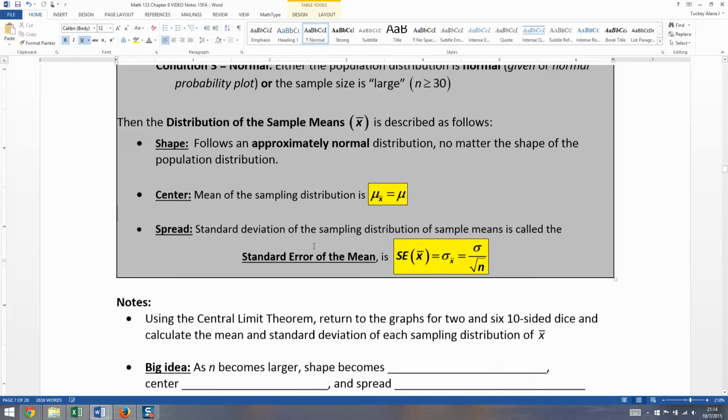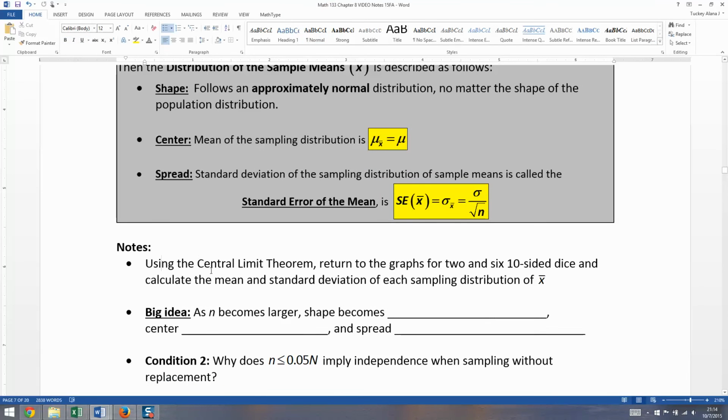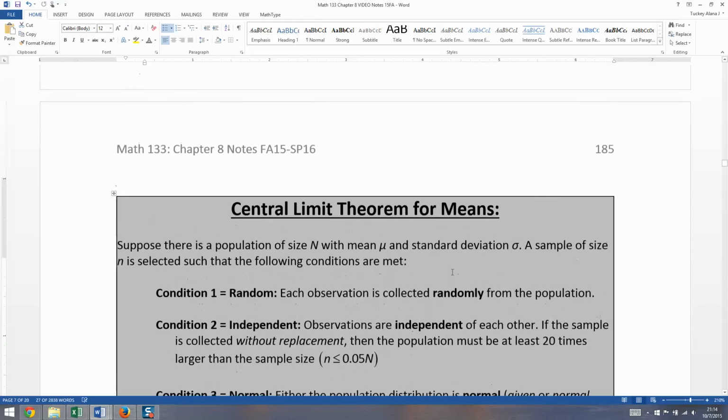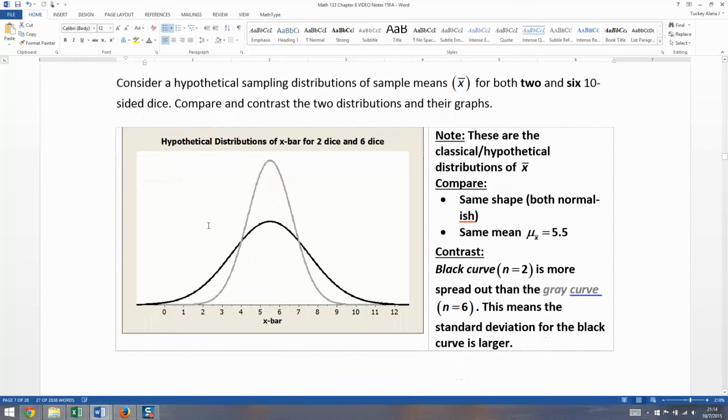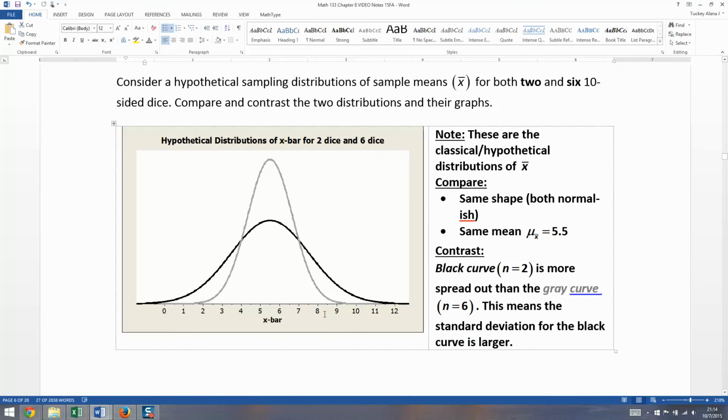That's fine. So if that's the case, then let's go back and look at those graphs, the graph that actually had the 2 and the 6-sided dice together, and let's figure out the mean and the standard deviation for each of those. So back here, we went too far. This one right here had a mean of 5.5 for both of them, but it had a spread. Now let's see here.